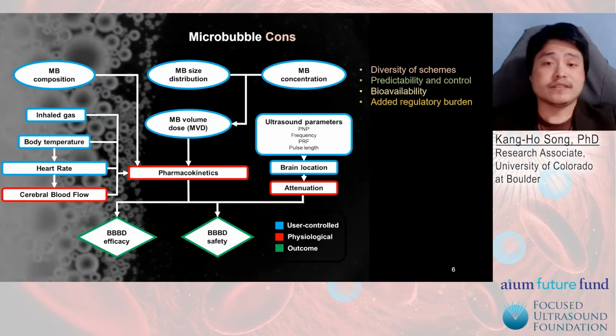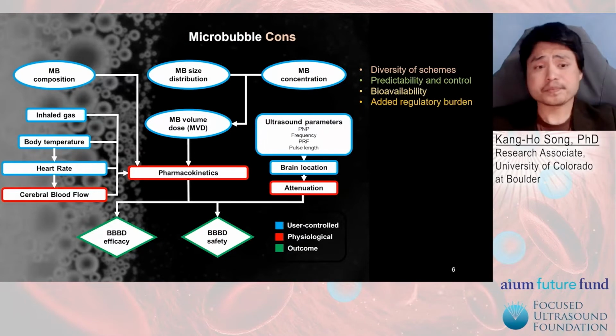And the second con is related to those parameters, which is that if there is a parameter that is significant to your application and it is not controlled, this can lead to issues of unpredictability and inconsistency in the results. The third con is that microbubbles are inherently limited to the cavity or the vasculature into which they're injected. The fourth con is the added regulatory burden of adding this new component, microbubbles, to your existing therapeutic protocols.